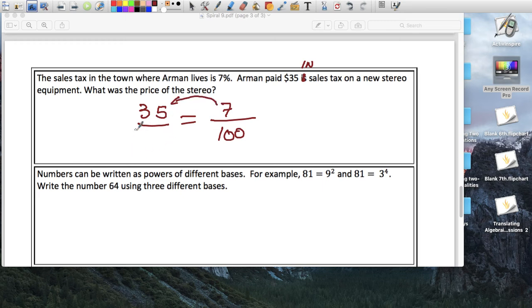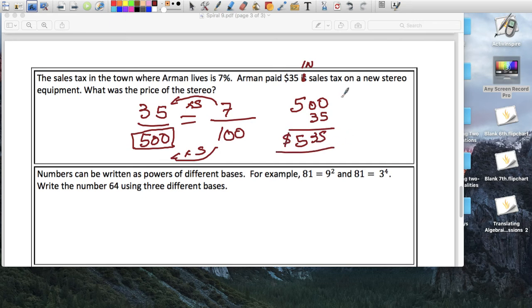It's times 5. So 7% times 5 is 500. So the price of the stereo was $500, in which he paid 35 bucks in taxes. 7% of 500 is 35. So the price of the stereo was 500, the sales tax was 35, and he ended up paying $535 for the total.